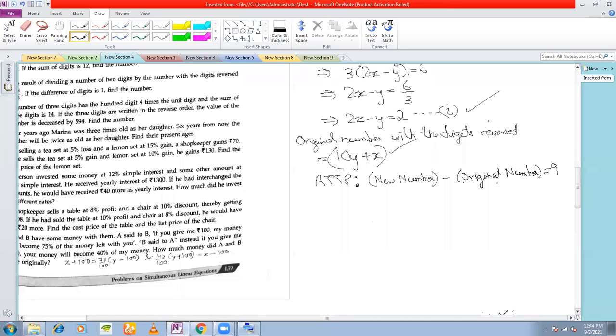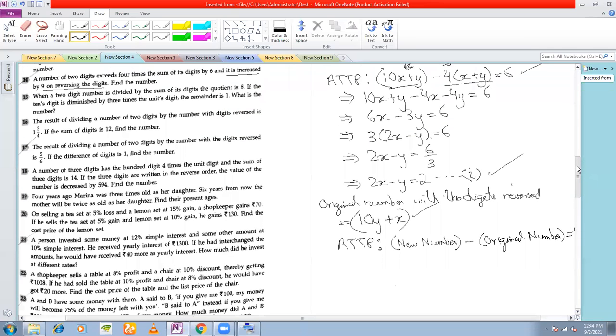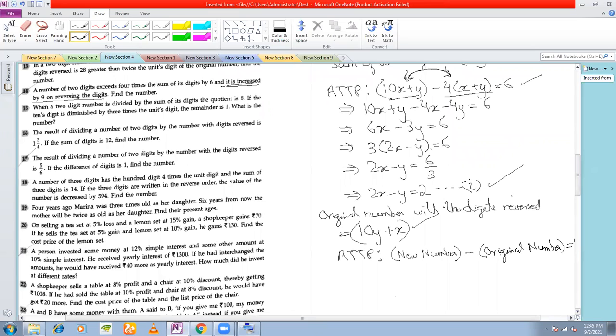is equal to 9. That is what this means. Okay. There was a misunderstanding with the language that it is increased by 9 on reversing the digits. So I have reversed the digits. So that means whatever number I have got on reversing the digits is more than 10x plus y by 9. Understood the question now?